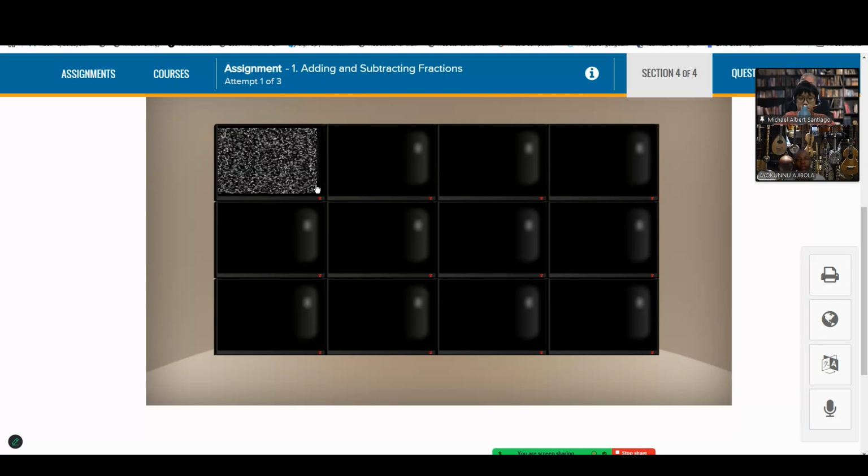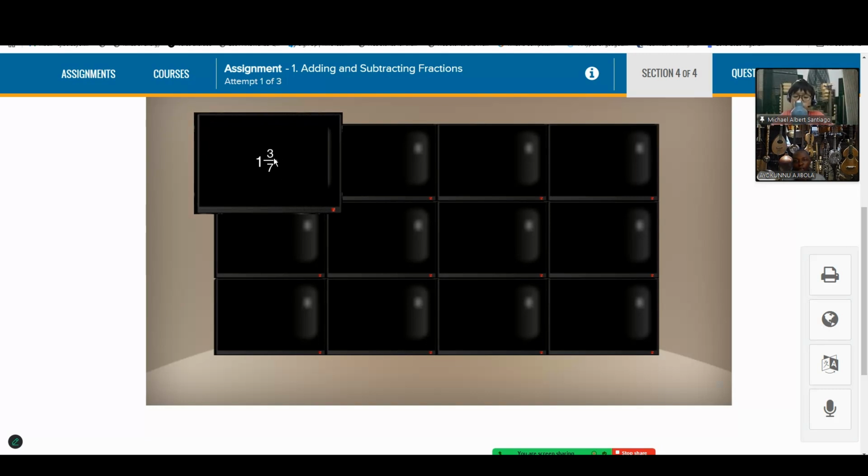We have how many spaces here? We have 4 and 3 rows. So we have it there. So that's going to be 12 in all. So 12. Okay, now let's check the first space. We have one whole number, 3 over 7. Take note of that, okay? Let's check the next space.